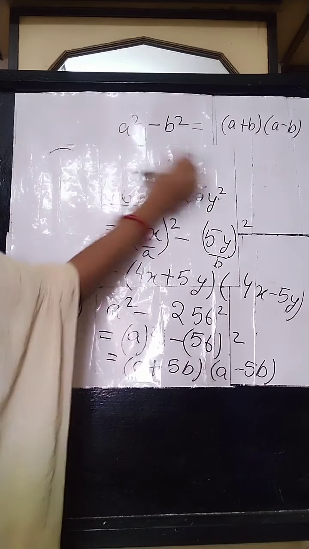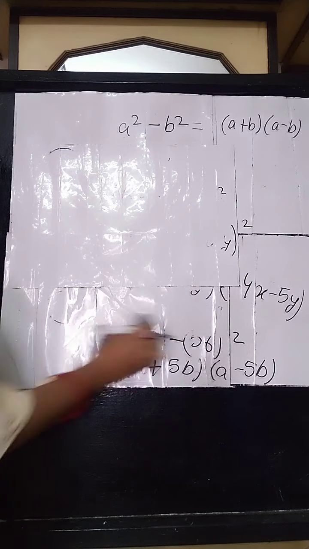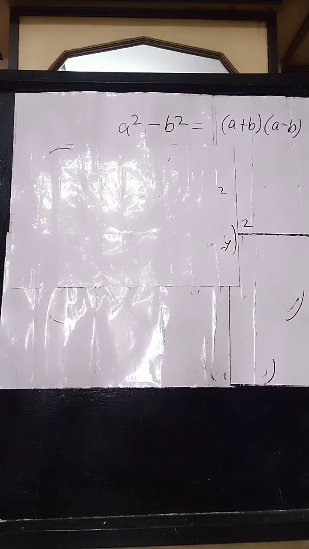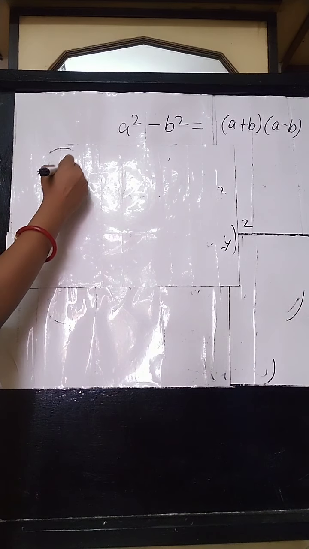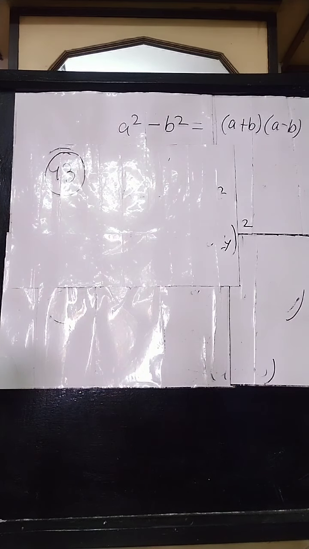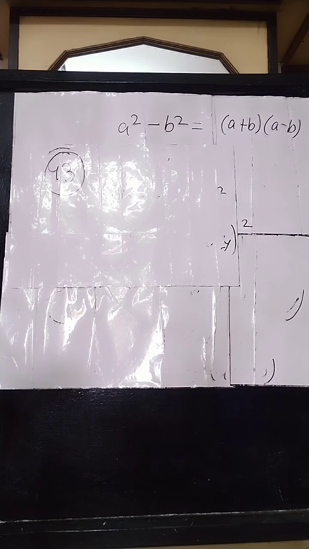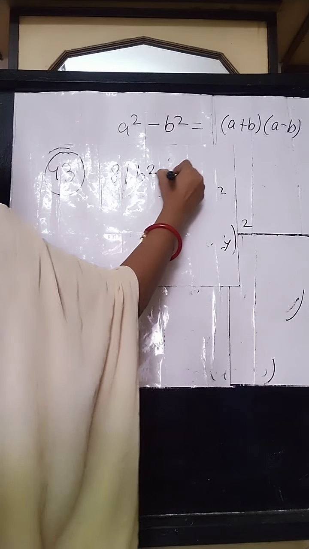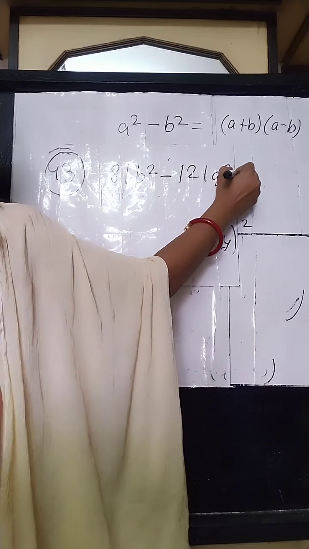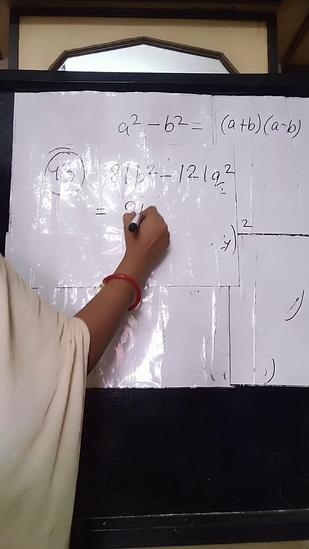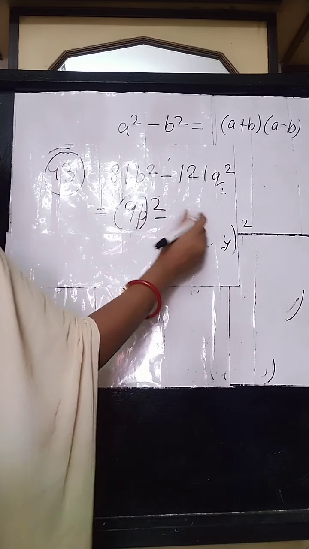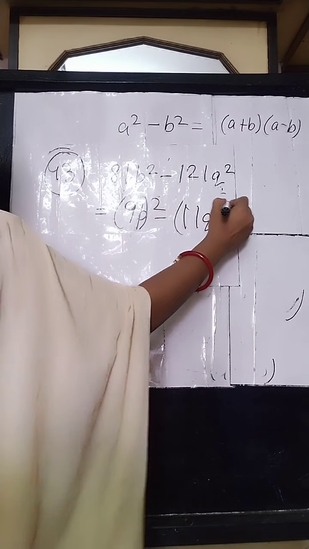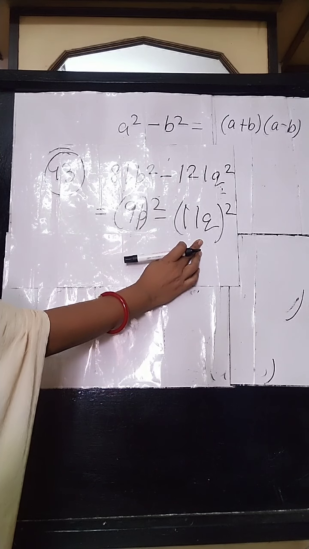Let's rub the board. And now we will solve sum number 43. In sum number 43 it is given that 81p square minus 121q square. Now 81p square is the whole square of 9p and 121q square is the whole square of 11q, because 11q into 11q makes 121q square.